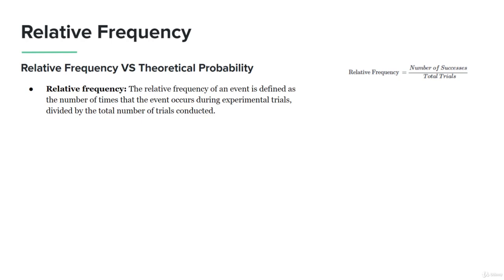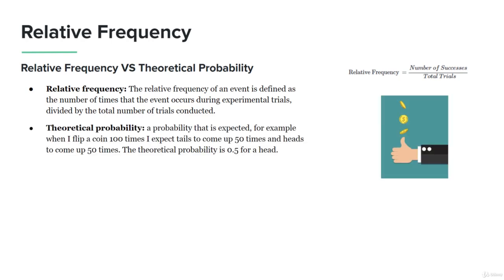We have a formula there on the right hand side: relative frequency equals number of successes divided by total trials. Then we have the theoretical probability, which is a probability that is expected. For example, when I flip a coin 100 times, I expect tails to come up 50 times and heads to come up 50 times. That's a theoretical probability, which is 0.5 or 1/2, because all you have is 2 separate outcomes.